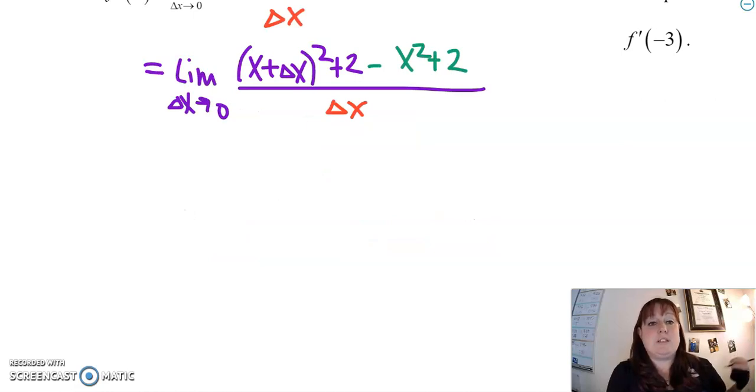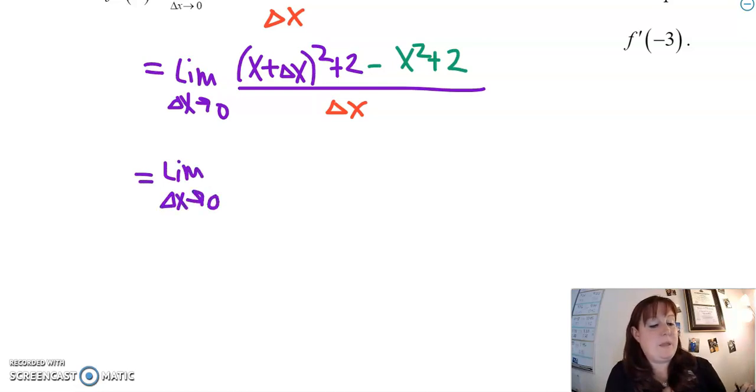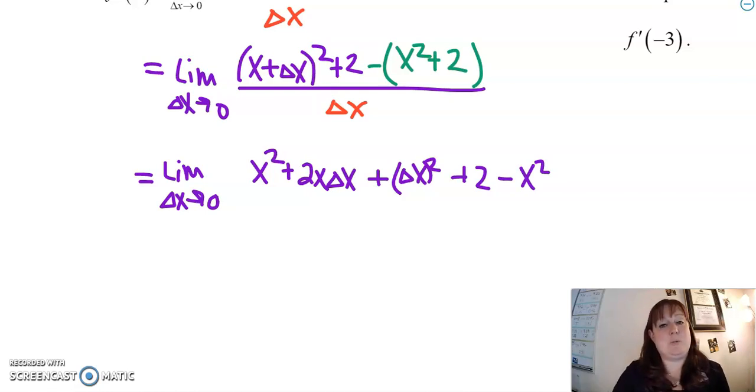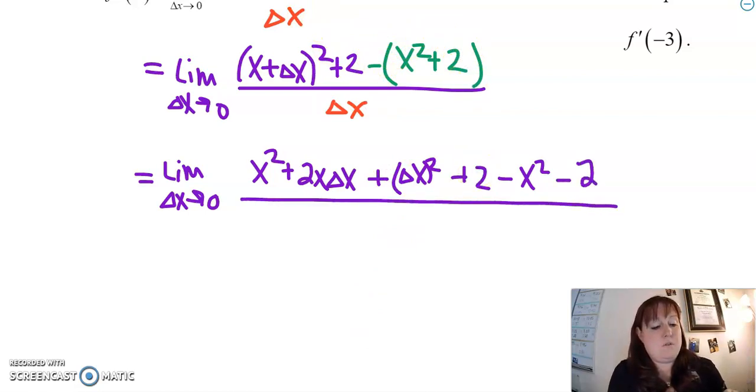But now we're going to use some algebra to move this through. Okay. So we have the limit as change in x approaches 0. Now I'm going to FOIL that out, so I get x squared plus 2x change in x plus change in x squared plus 2, and I should have put parentheses around that, minus x squared, and see how I noticed that I should have put parentheses around that because I should be subtracting all of f of x, which means I'm also going to subtract 2. All over change in x.